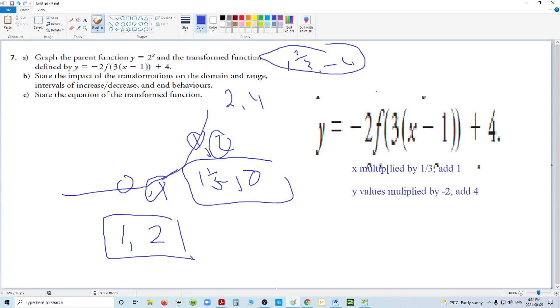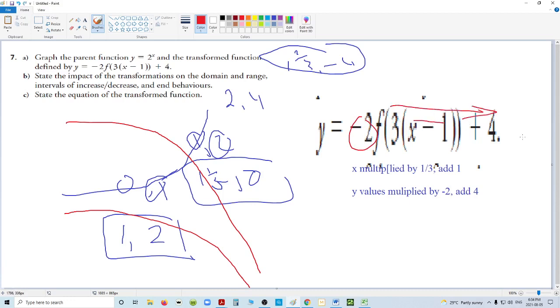And notice that this will cause a reflection in the x-axis, so you're looking at something that's sort of going down, but then it's also raised by 4. And you're going to have a stretch and a compression, and the whole thing is moved to the right by 1 and raised by 4.